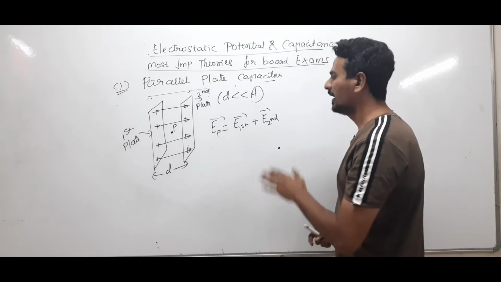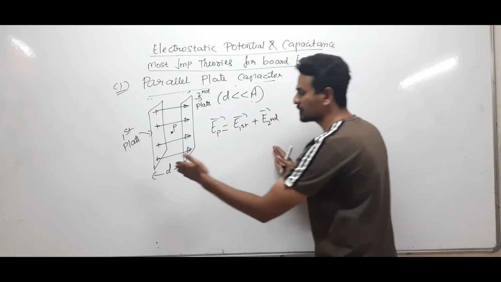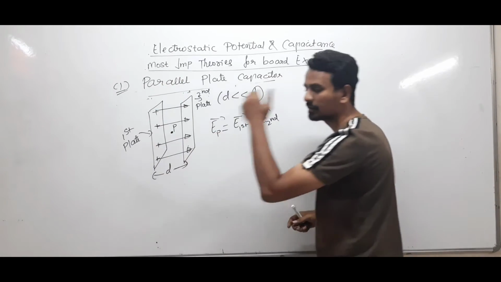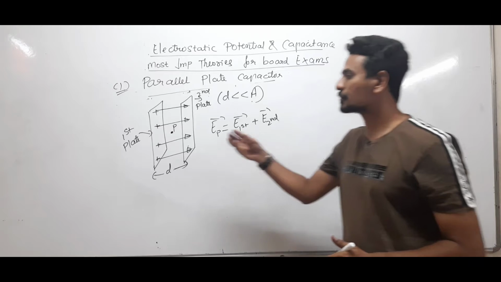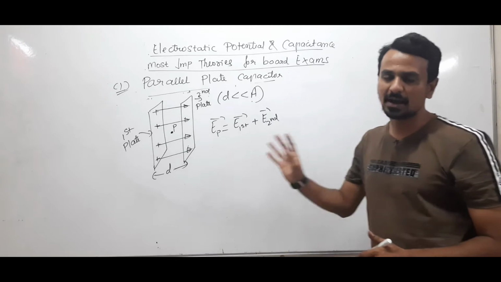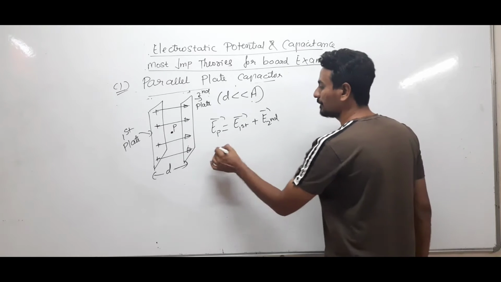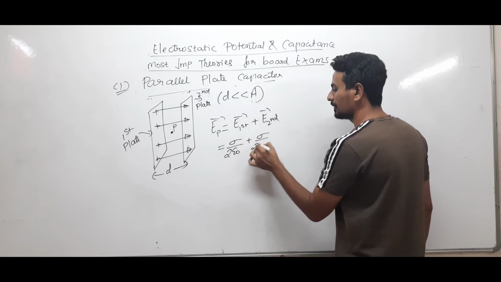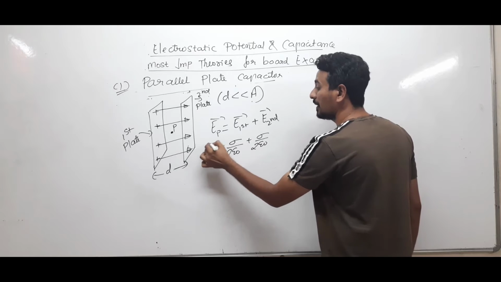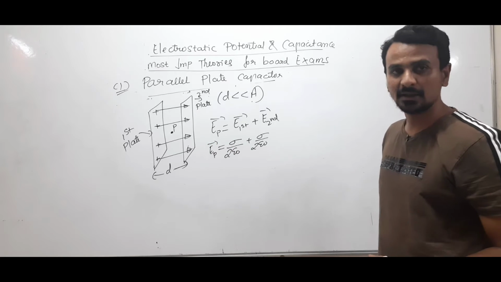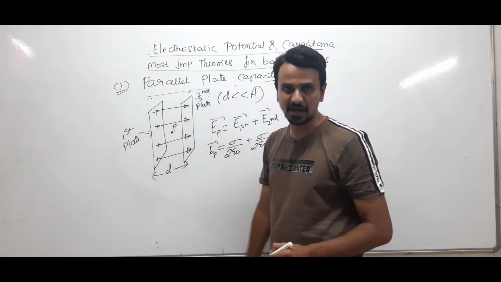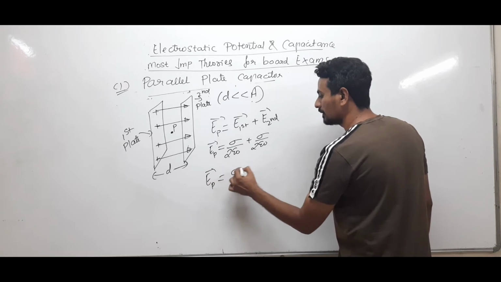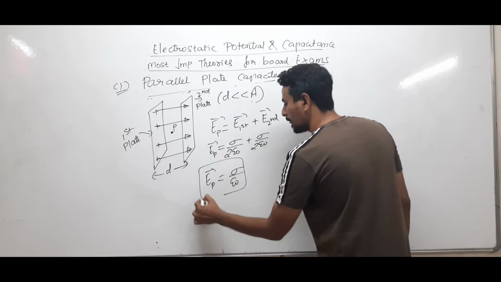In the same way, since the distance between two plates is very less as compared to the area of the plate, we'll take this plate to be an infinitely long charged plate. So what is the electric field for that? Sigma by 2 epsilon naught plus sigma by 2 epsilon naught. Clear? Sigma, that is surface charge density, charge on the plate divided by area, charge per unit area. So electric field will be sigma by epsilon naught, right?